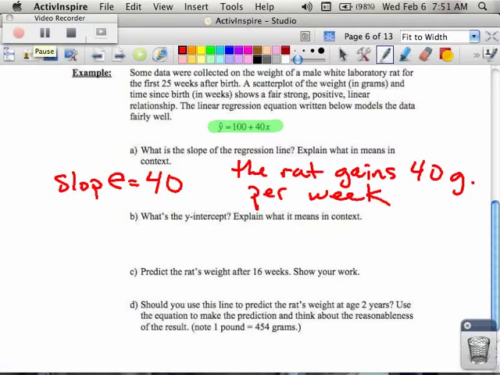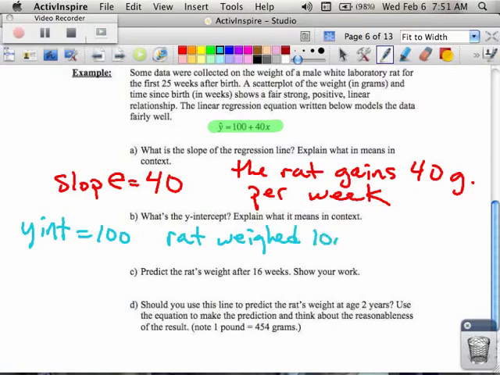What's the y-intercept? The y-intercept is the other thing, so the y-intercept is 100. What does this mean? It means the rat weighed 100 grams at birth, or at time 0.